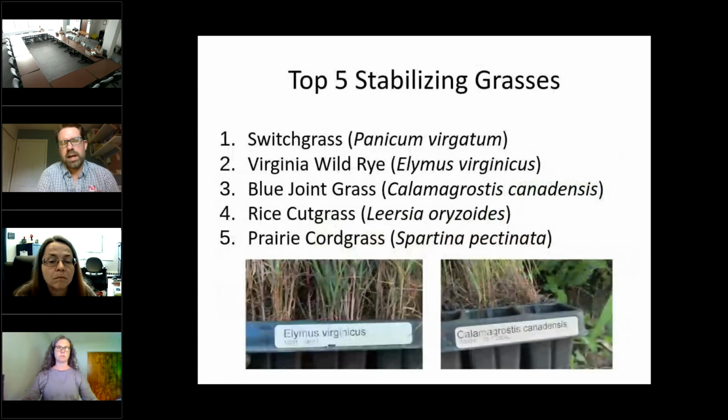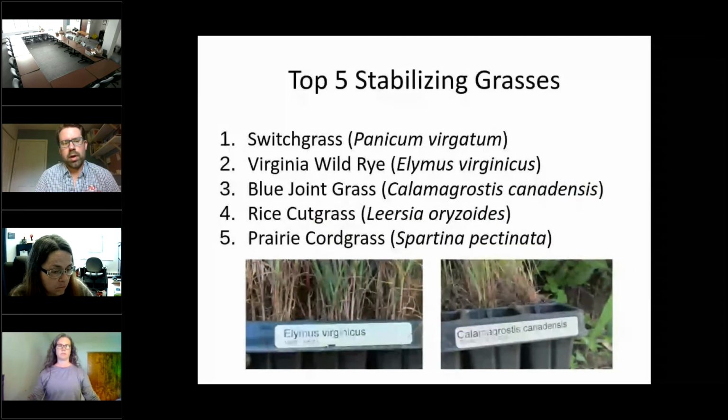So here's a list of my top 5 stabilizing grasses that I've had success using in and around our area. My number 1 favorite, switchgrass, is on top. Virginia wild rye, blue joint grass, rice cutgrass, and prairie cordgrass. These are pretty widely available in some native plant nurseries, and these do well. You can get them in plugs, or they're often in seed mixes as well. So these are a great sort of plant you want to try to get in your stabilization seed mixes if available.